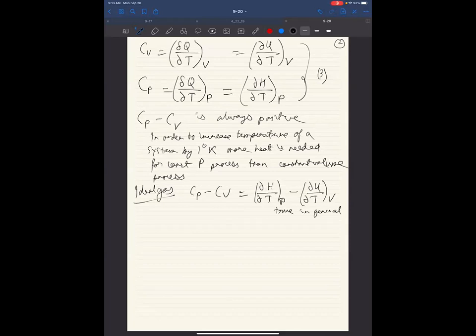Even before that, first let's just write down the formula for H. H is equal to U plus PV, right? That's true in general. So we use H is equal to U plus PV. Therefore, Cp, there are many ways to do this, of course, becomes partial of (U plus PV) by partial T at constant pressure minus partial U by partial T at constant V.